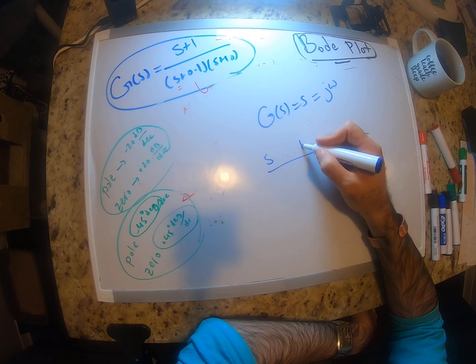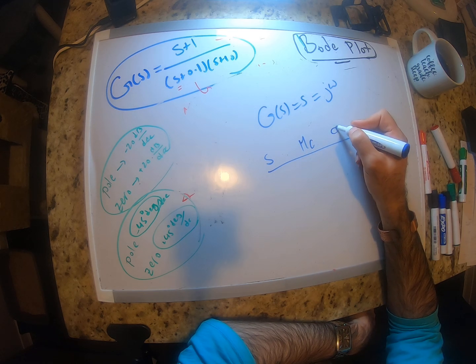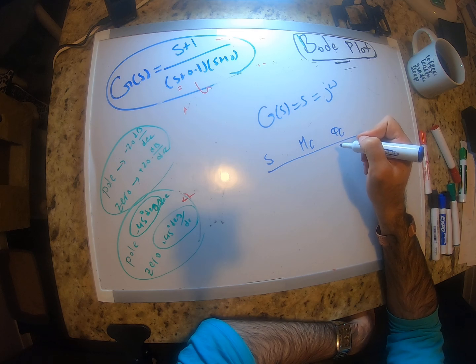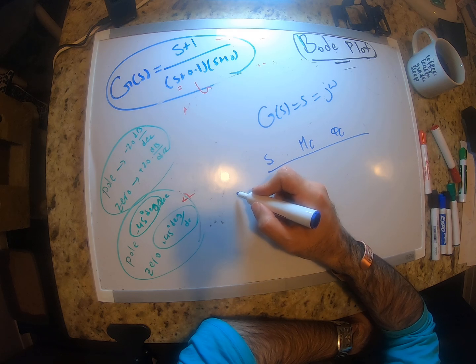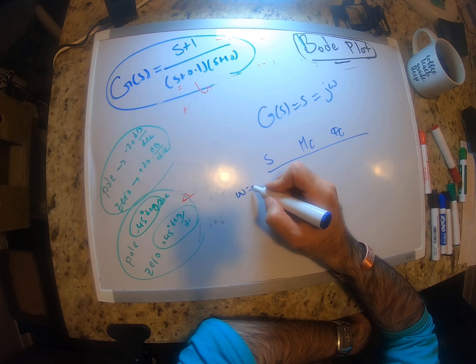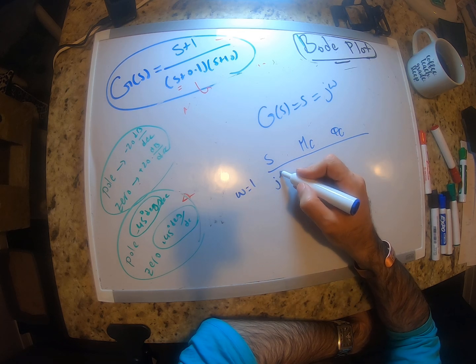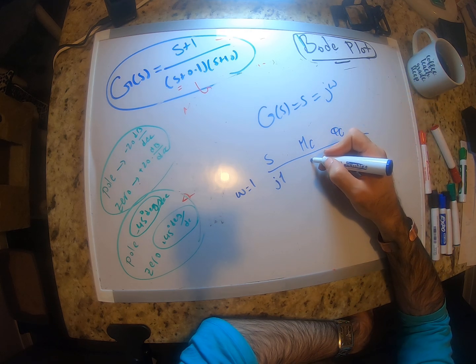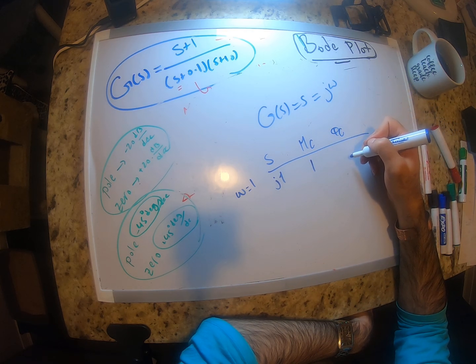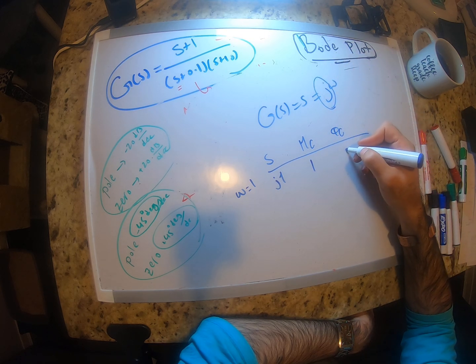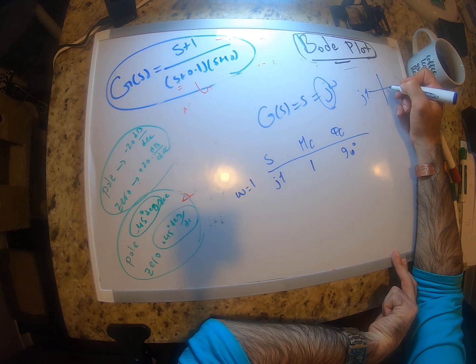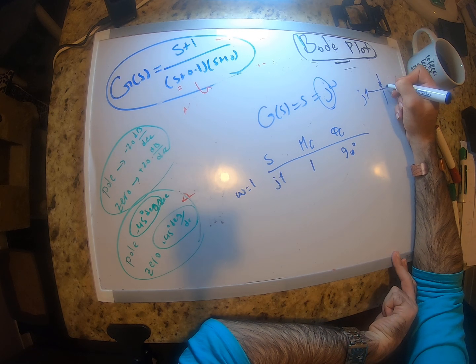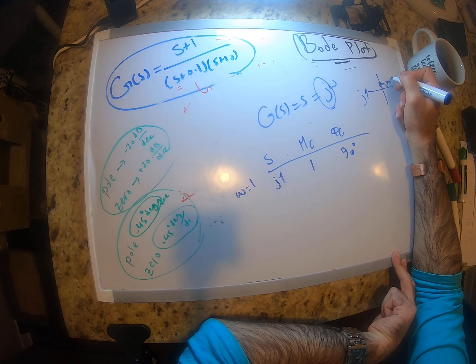So it means that if I look at the magnitude of G and the phase of G, if omega is equal to 1, s is gonna be j1, right? What's the magnitude? Magnitude is 1. What's the phase? The phase is gonna be 90 degrees, because j1, if you look at it, it's gonna be right here. The phase is 90 degrees, right?